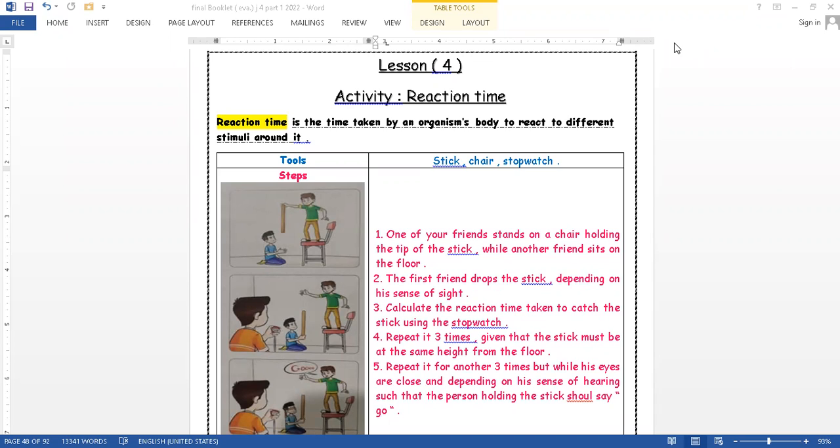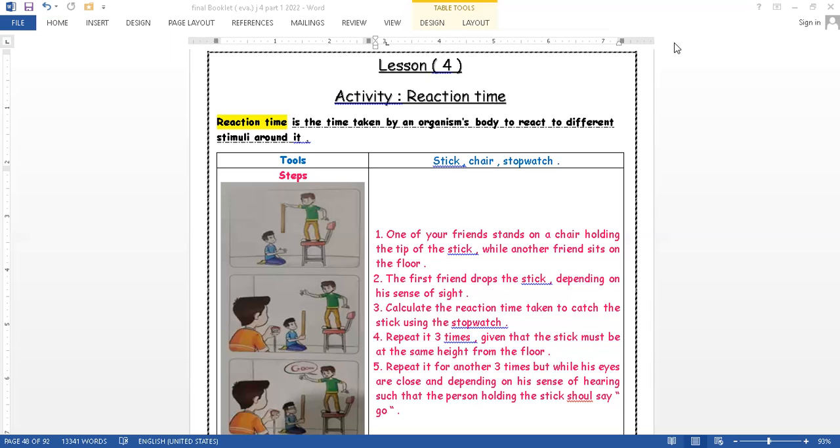Now, let's start with a small activity about how reaction time can be different depending on the sensory that we depend on. We have three friends, a chair, a stopwatch, and a stick. One of these three friends will stand on the chair, another will sit on the floor, and the third one will hold a stopwatch.